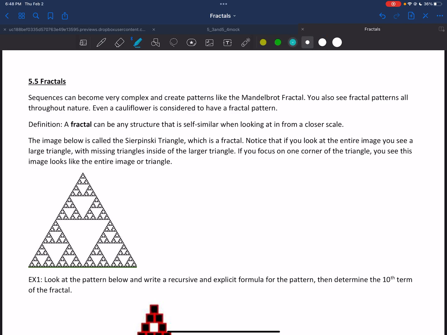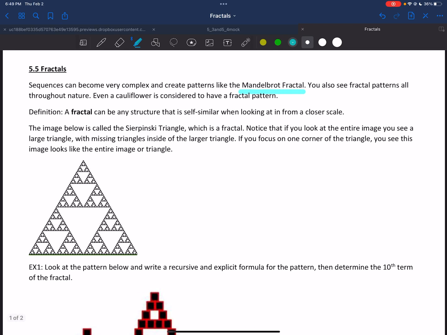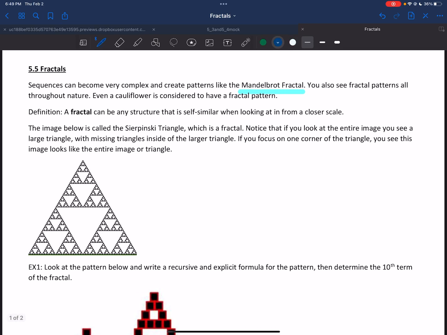One of the most famous types of fractals is what's called the Mandelbrot fractal. Google that and you'll see, if you click on a video, you'll be able to see how intricate this thing goes, and it's kind of interesting to watch. So let's look at the definition here. A fractal can be any structure that is self-similar, meaning it repeats itself when looking at it from closer scale.